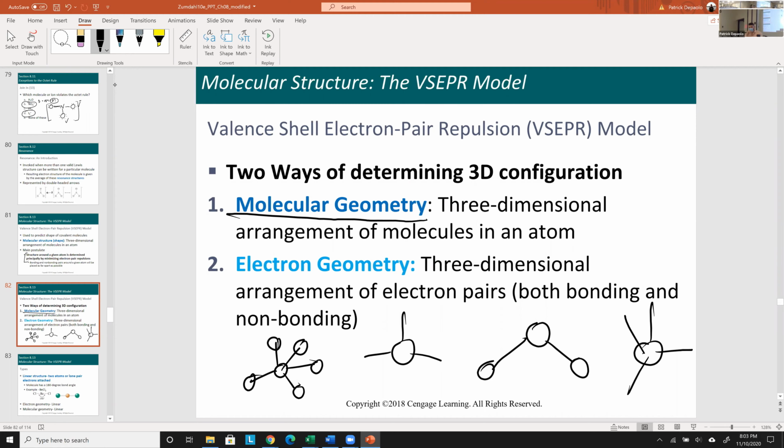Then we have a second way called the electron geometry. You notice it's not about the molecule anymore, it's about electrons. It's the 3-dimensional arrangement of the electron pairs, both bonding and non-bonding pairs. So for example, let's say we have NH3. How many electron groups or electron pairs does it have?